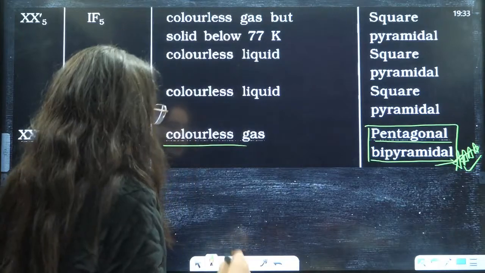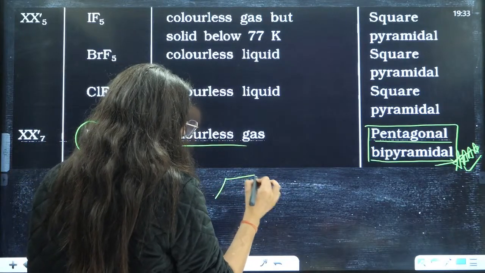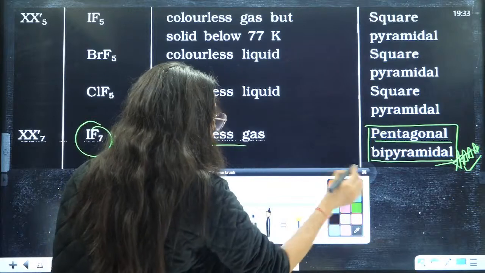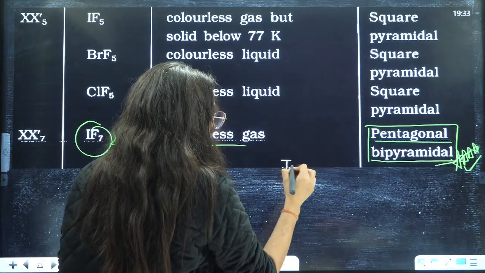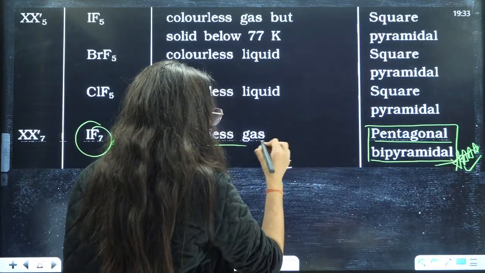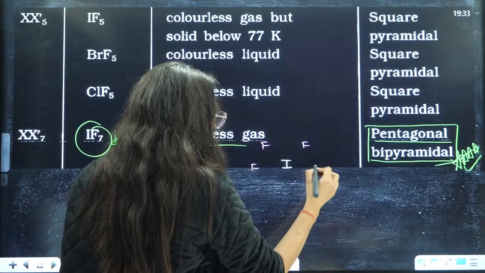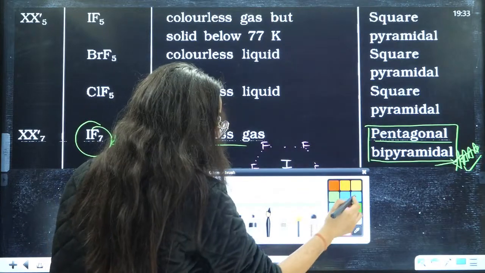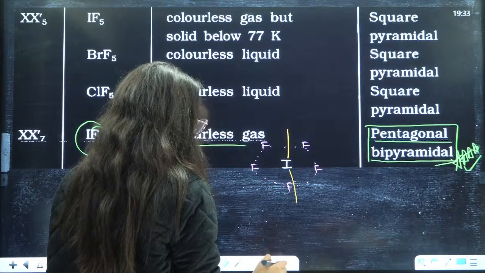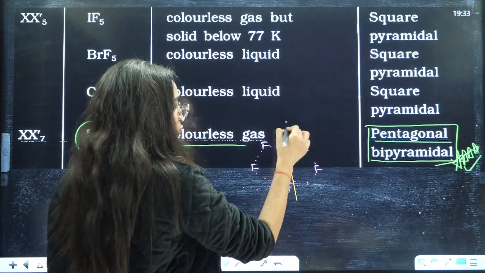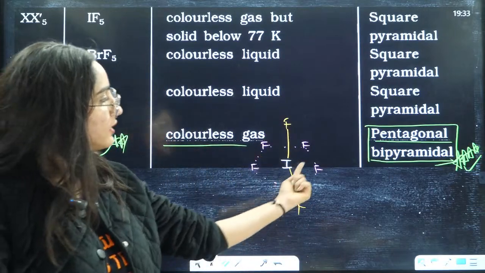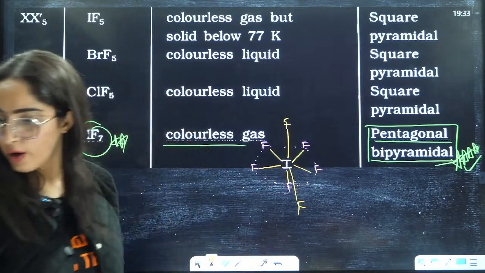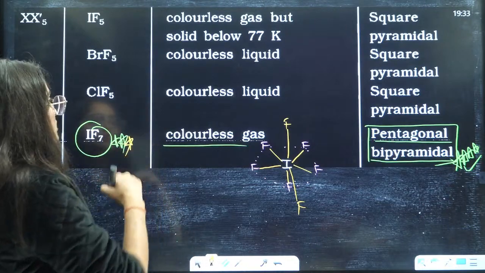Pentagonal bipyramidal. That means let's have a pentagon here. A pentagon is like this, right? So in a pentagon, you have all your atoms. Here you have iodine, you have fluorine all over here, 1, 2, 3, 4, 5. This is in one plane, right? This is a very, very important thing, okay? So here, 2 fluorine atoms are upwards and downwards, right? So pentagonal bipyramidal, it's like this. Got it? It's a very, very important structure, right?